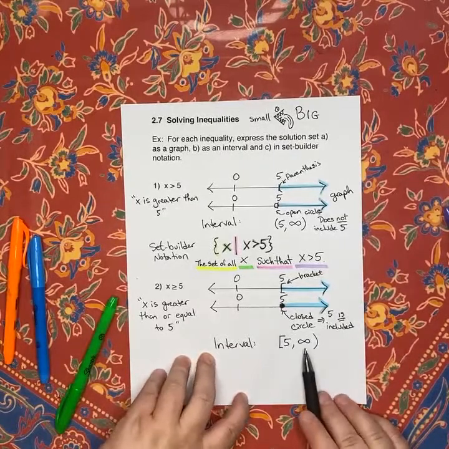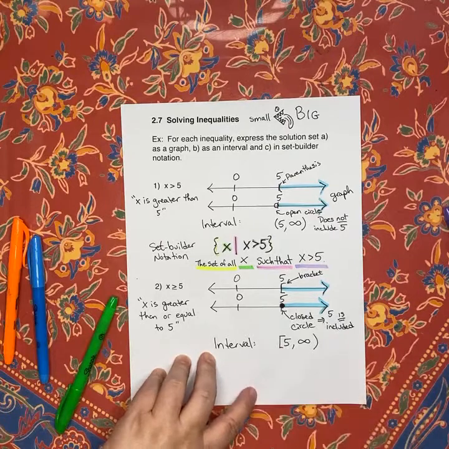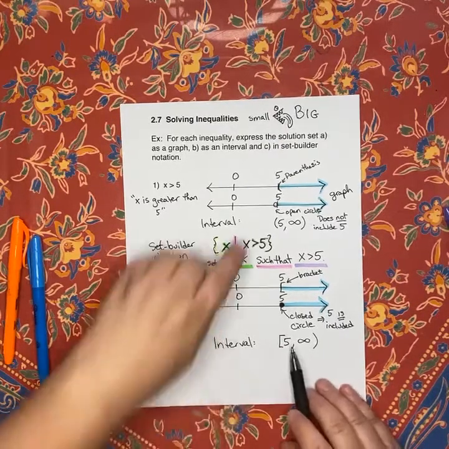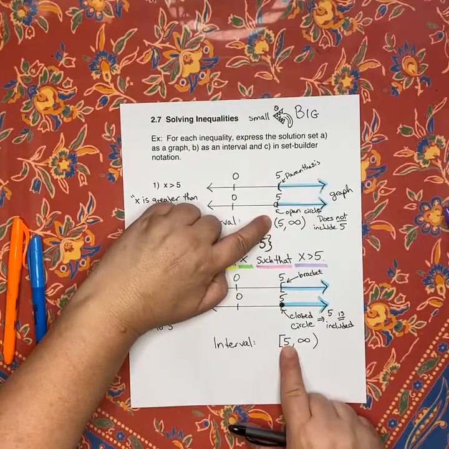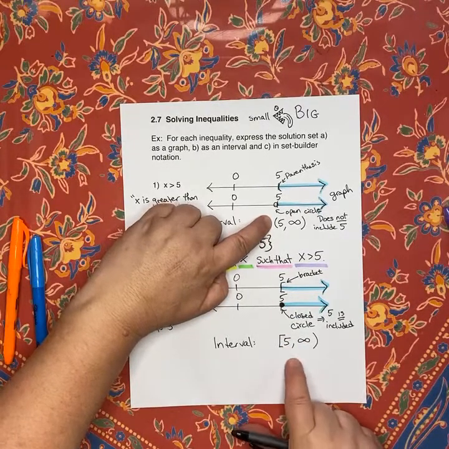And again, a reminder: infinity is not really a point, it's a concept. It means it just keeps going and going and going. But notice the difference in the intervals. This interval has a bracket. That means the 5 stays there.